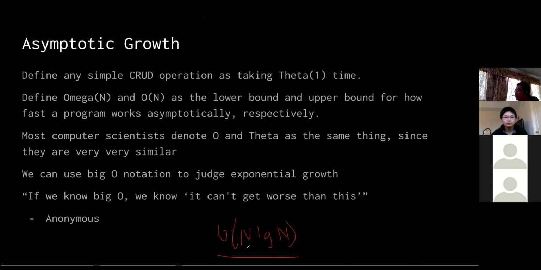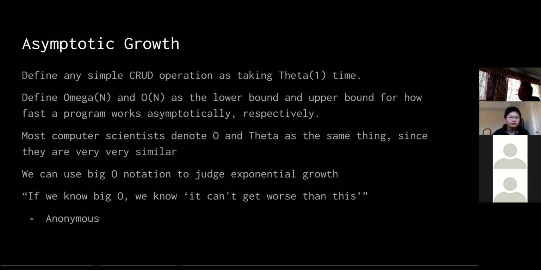And this basically means that it takes n times log n, right? So when you see O, you should know what it means. We're not going to explain what O is. We're going to explain what this is though, but not what O is. So next time when we see O or theta or omega, you should know what it means, right? So again, any CRUD operation on a CPU takes theta(1) time, and then we take a lower bound and upper bound, but we only care about O because again, it can't get any worse than O.